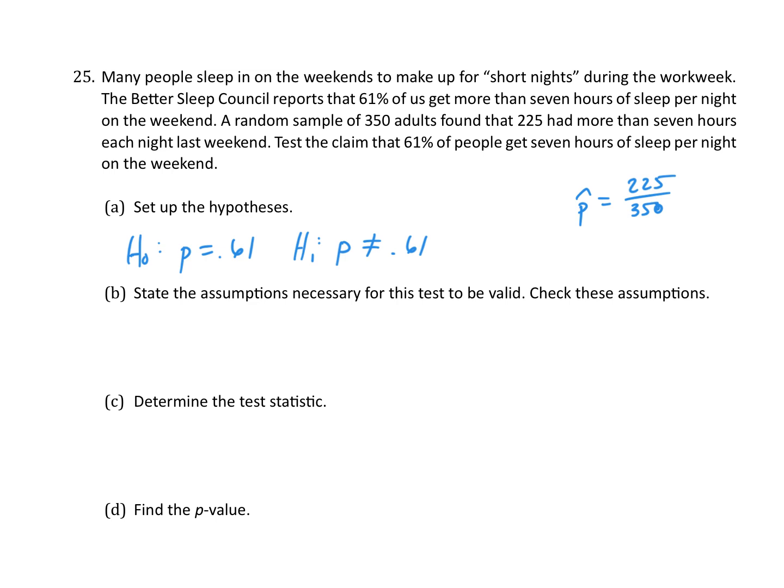So this is a multiple choice test. It has to match their answer. Therefore, you need to make sure that you don't mess that up. All right, so state the assumptions necessary for this test to be valid. So first of all, is it random? It says it is. NP and NQ. So 350 times 0.61 and 350 times 1 minus 0.61, which is 0.39. And both of those are greater than or equal to 5.